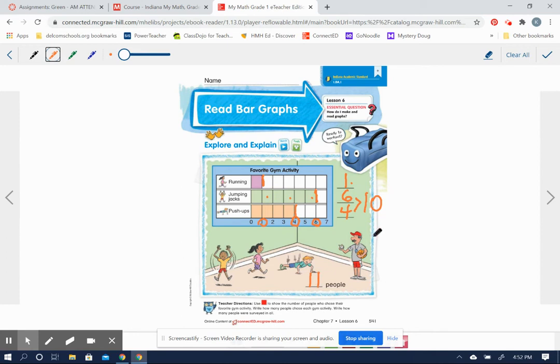Now let's just count the boxes and see if we are correct. Ready? Here's 1, 2, 3, 4, 5, 6, 7, 8, 9, 10, 11. All right, we did a good job then. All right, let's look on the back.